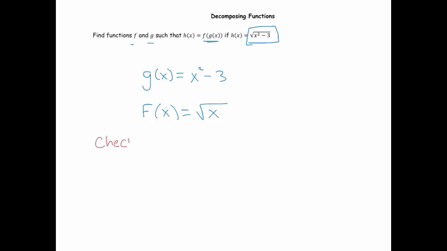by doing f of g of x, and that's going to be f of x squared minus 3, and then f takes things and square roots them. So we're right.